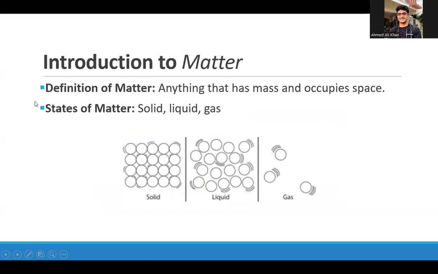So first of all, what is the definition of matter? Matter is anything that has mass and occupies space. This is the universal definition of matter.